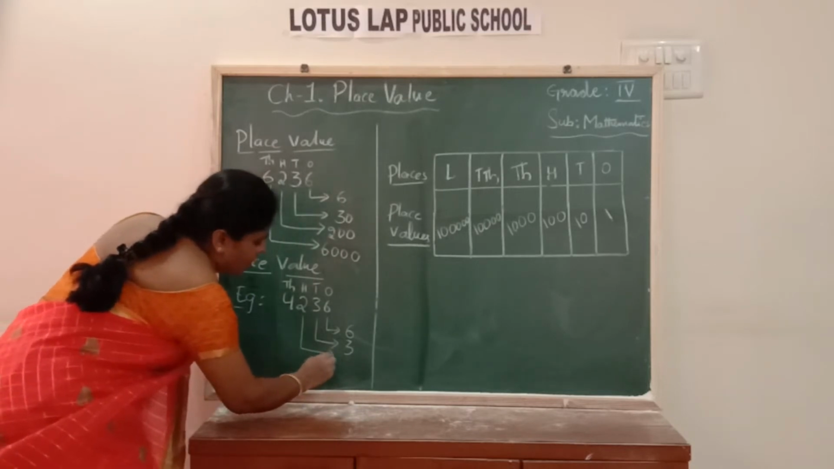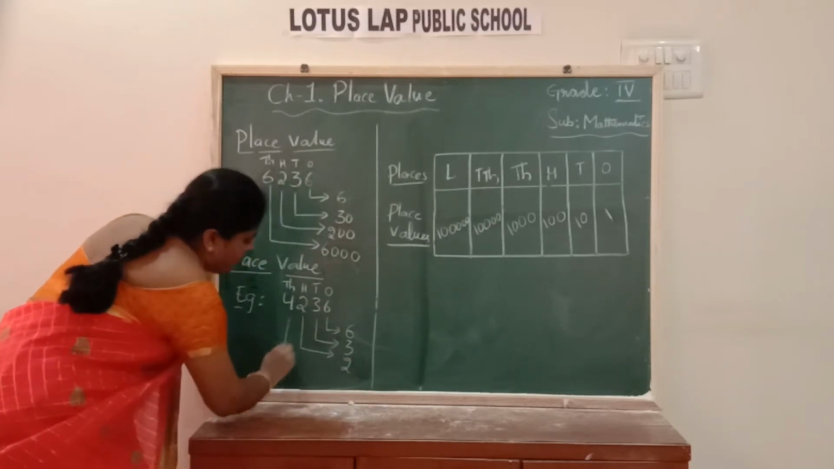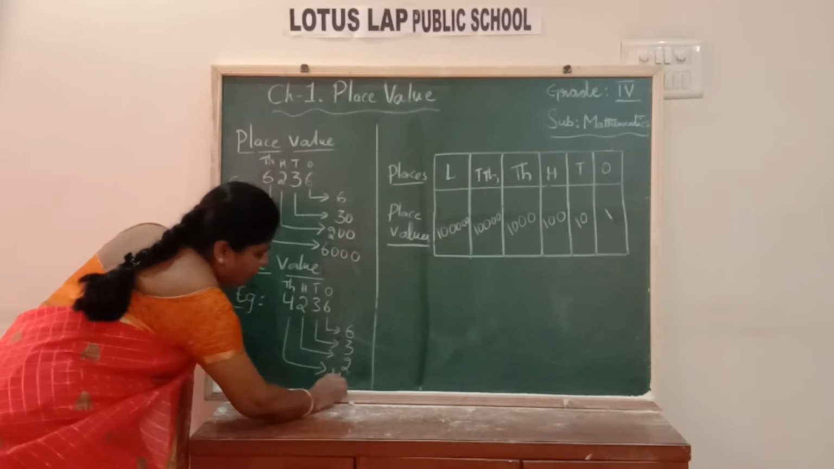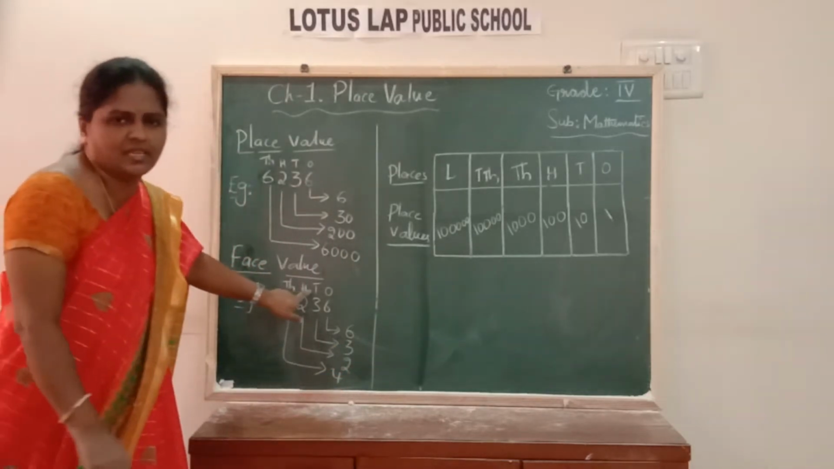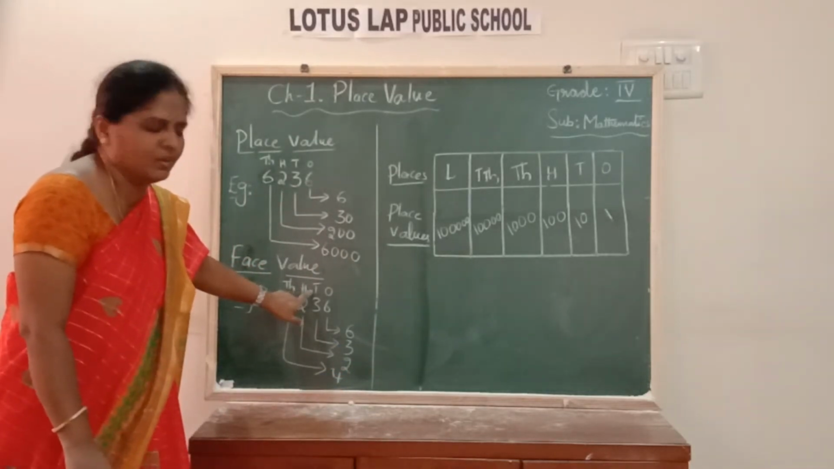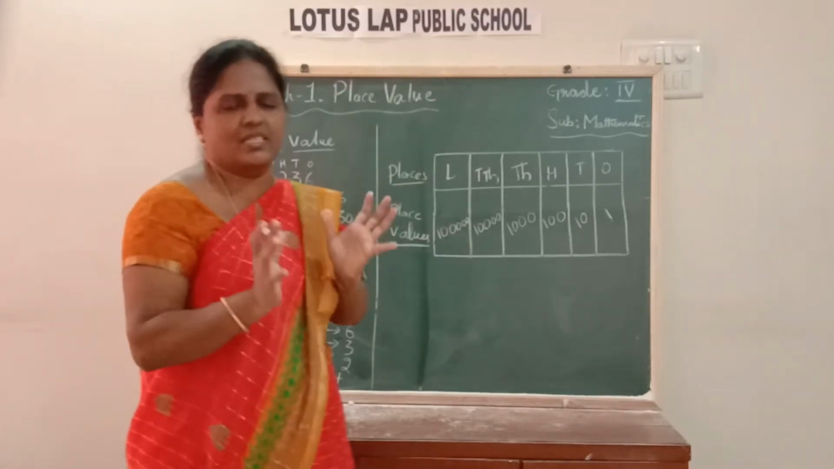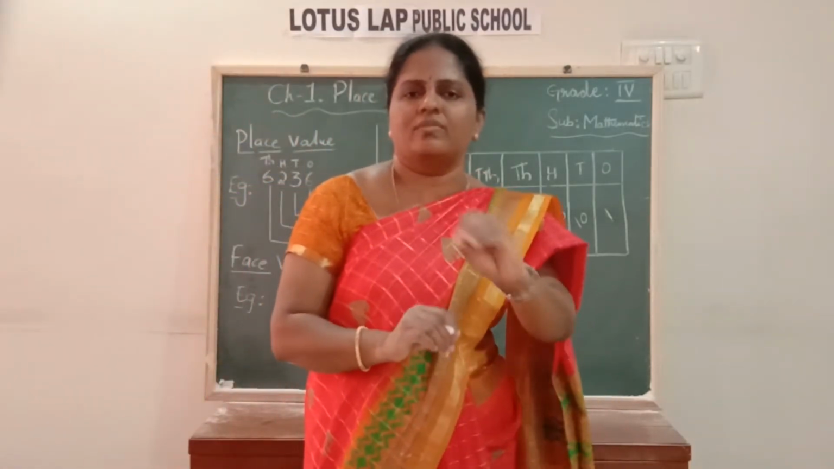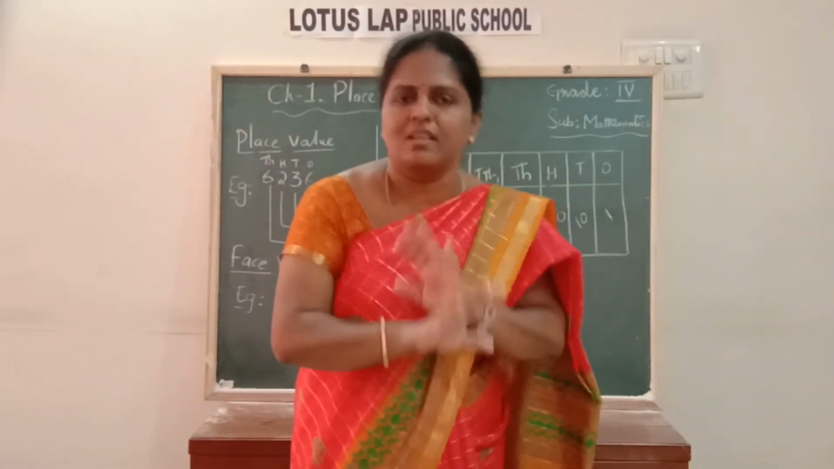Face value of 2 is 2. Face value of 4 is 4. It doesn't change based on the position. So the face value of that digit is nothing but the value of the digit itself. The digit itself is the face value.